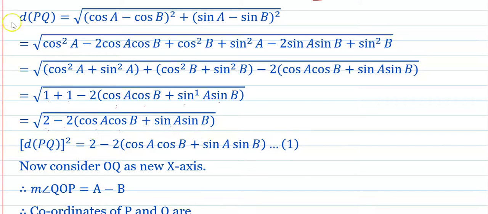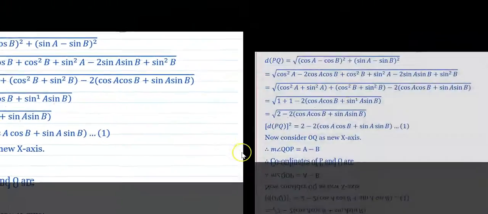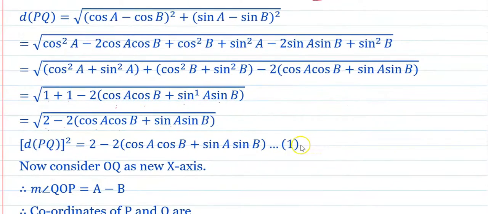Okay. Next, distance PQ, squaring on both sides. Therefore distance PQ bracket square is equal to 2 minus 2 in bracket cos A into cos B plus sin A into sin B, and this is the expression number 1.